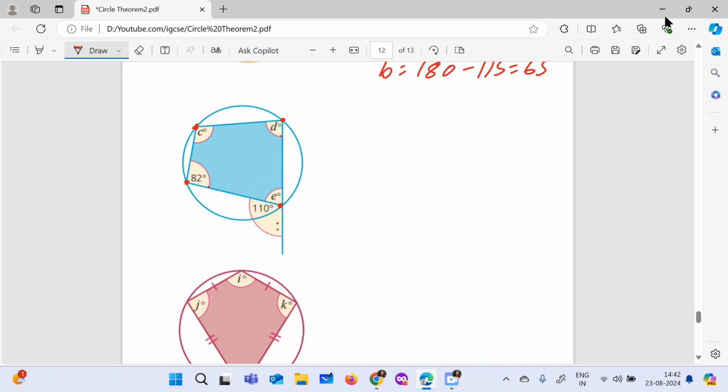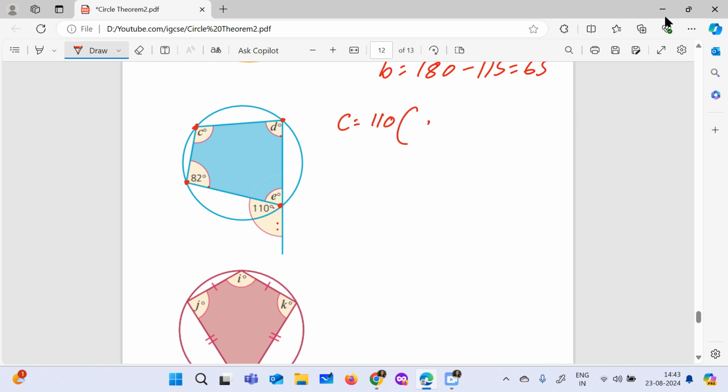110 is equal to D. So do you think D is opposite to 110? Wait, is this opposite or alternate? Alternate. C. Alternate. So C is equal to 110.